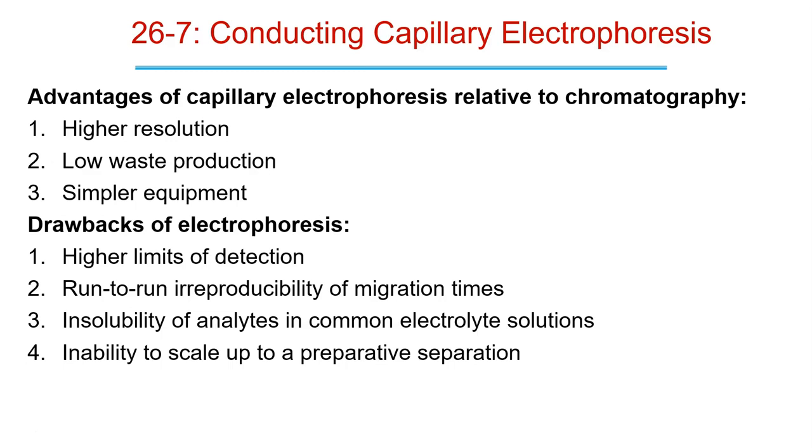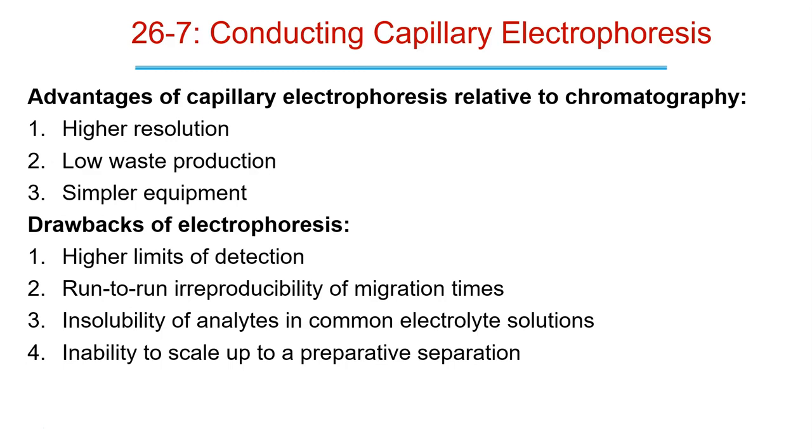Now, it's a drawback, but remember that in reverse phase, you also had to include a marker, right? You had a void time marker so that you could reset and actually use the TR or the corrected retention time. So everything's got that drawback. Now, what you might have for some analytes is an insolubility with some common electrolyte solutions.